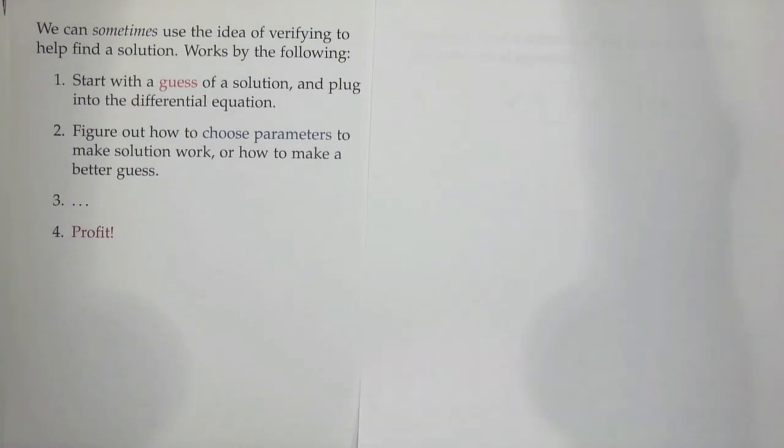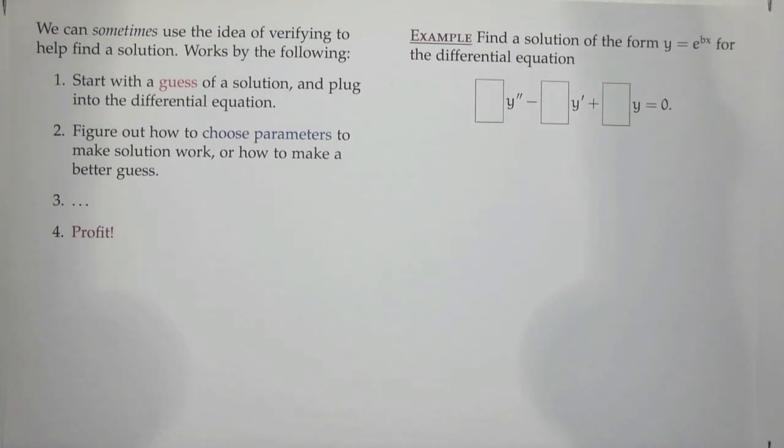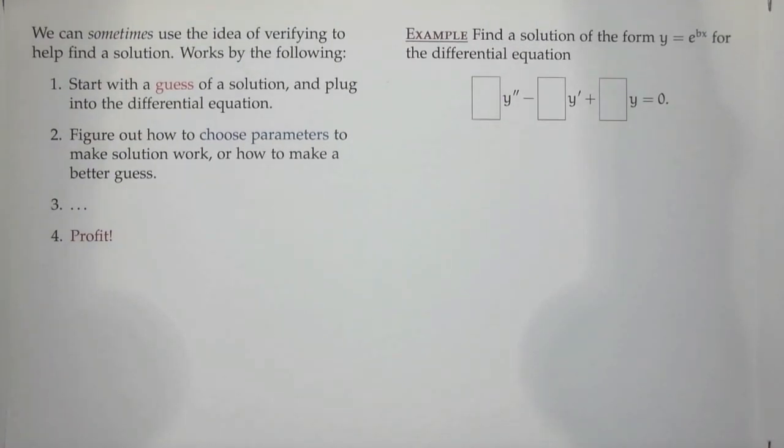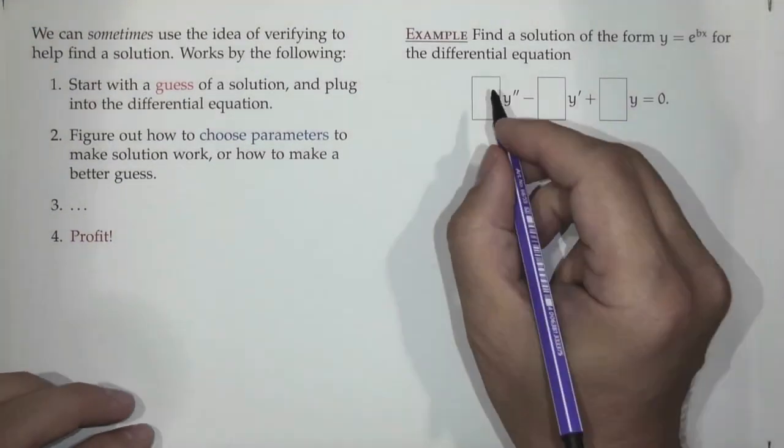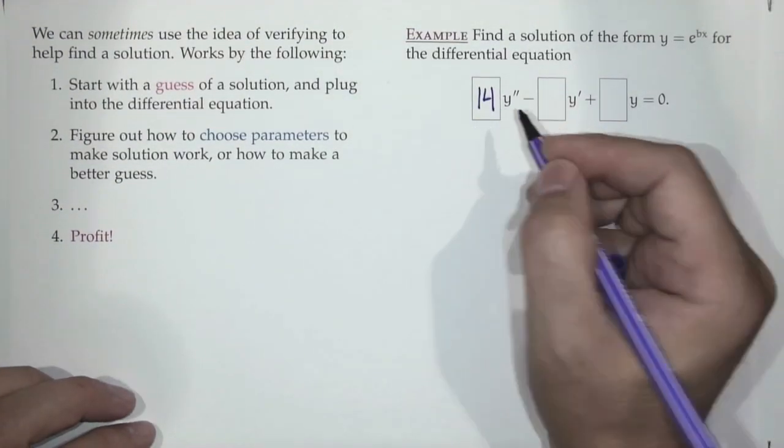All right, so let's do a really simple example. And audience participation moment here, of course. We're going to find a solution of the form y equals e to the bx for the differential equation, but we haven't written it all down. This is your chance to get some input here. All right, so what would you like y double prime to be? 0. You'd want it to be 0, but let's pick something more interesting. Someone said 14. Well, that's a very interesting thing, but okay, that's all right.